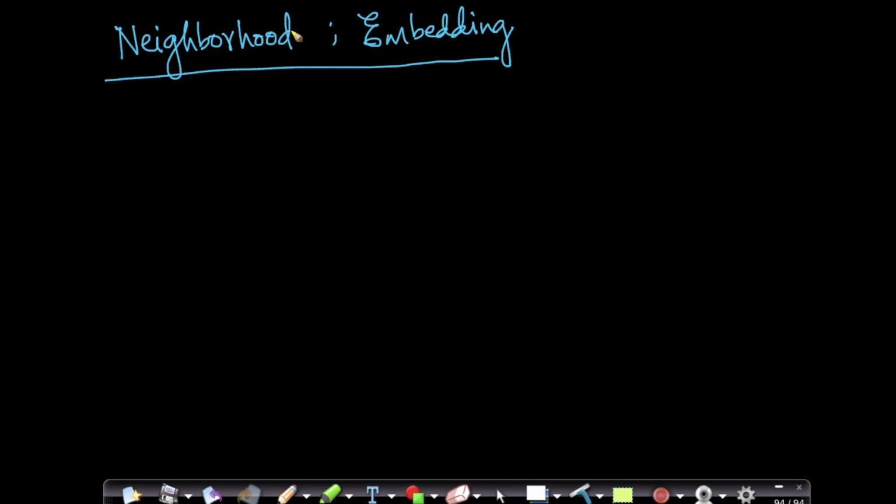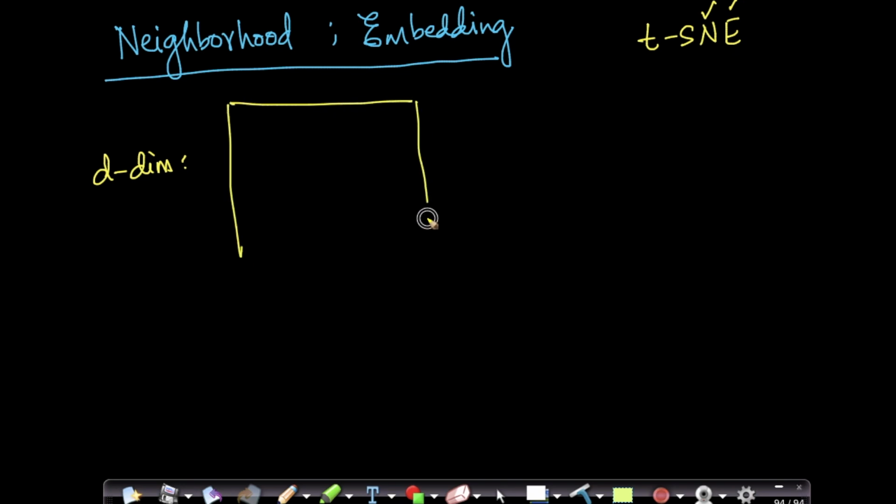So let's understand two concepts, because in t-SNE we have stochastic neighborhood embedding. Let's understand the last two terms, neighborhood and embedding. What do they mean? Imagine this is my d-dimensional space. Of course, I can't draw any dimensional space that is more than 2, but let's just assume this is my d-dimensional space. I'll just put points here without writing axes.